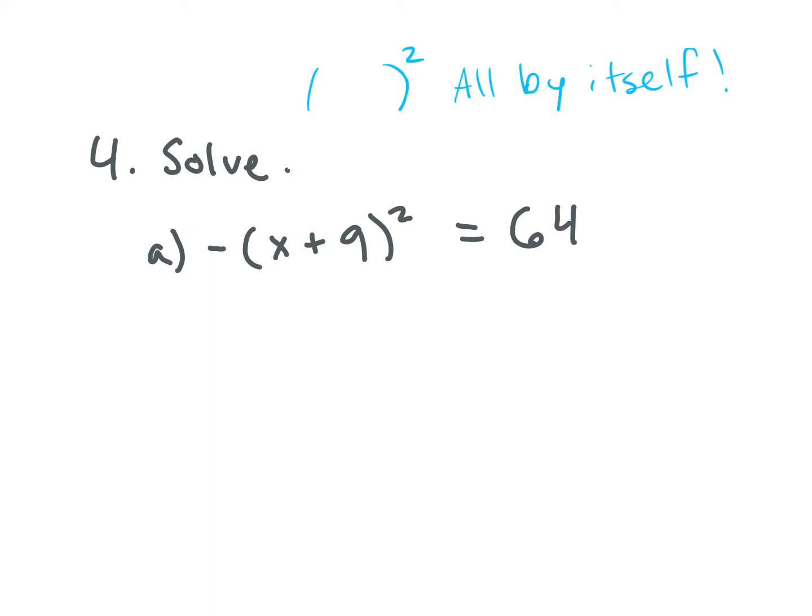So what do I need to do to get that parentheses all by itself? Divide by negative. I need that negative to go to the other side, so I'm going to divide both sides by negative 1. So now I have x plus 9 squared alone, and that's equal to negative 64.